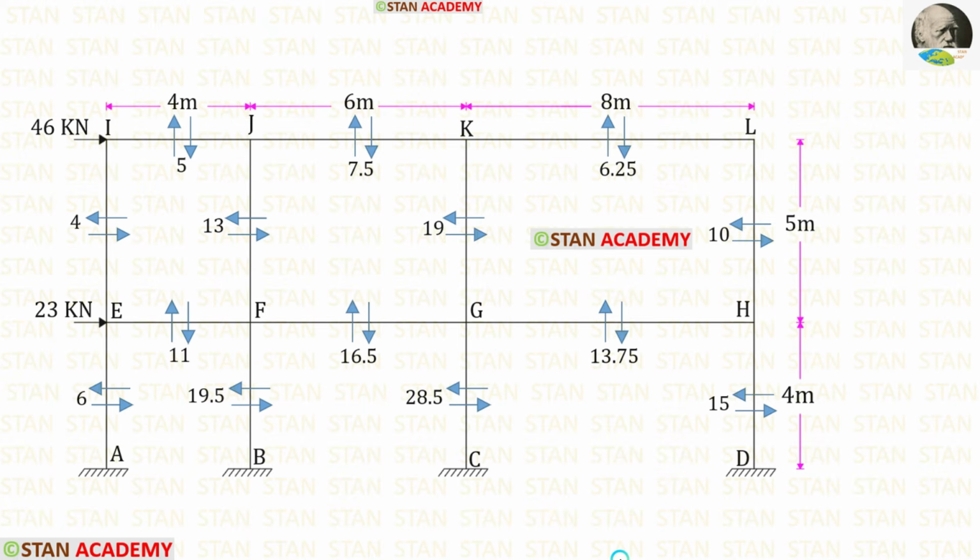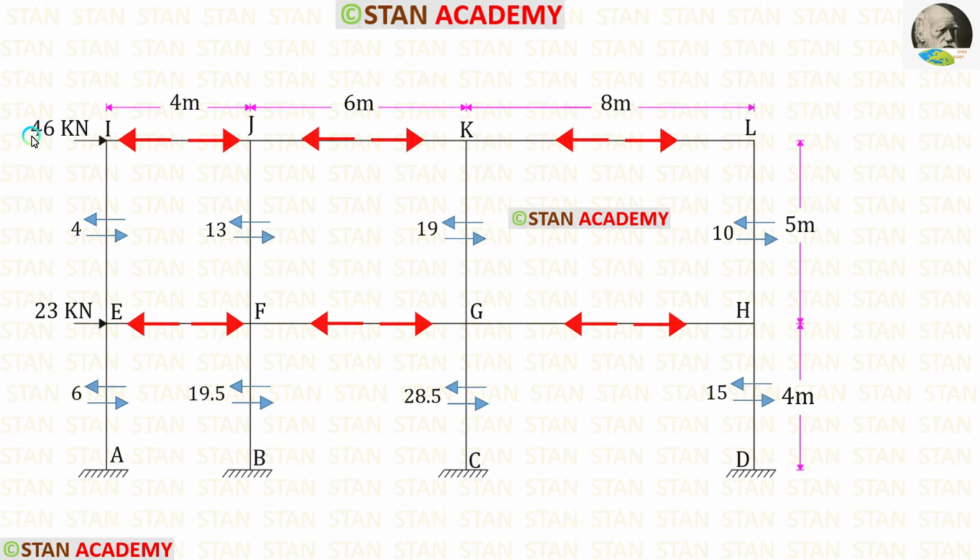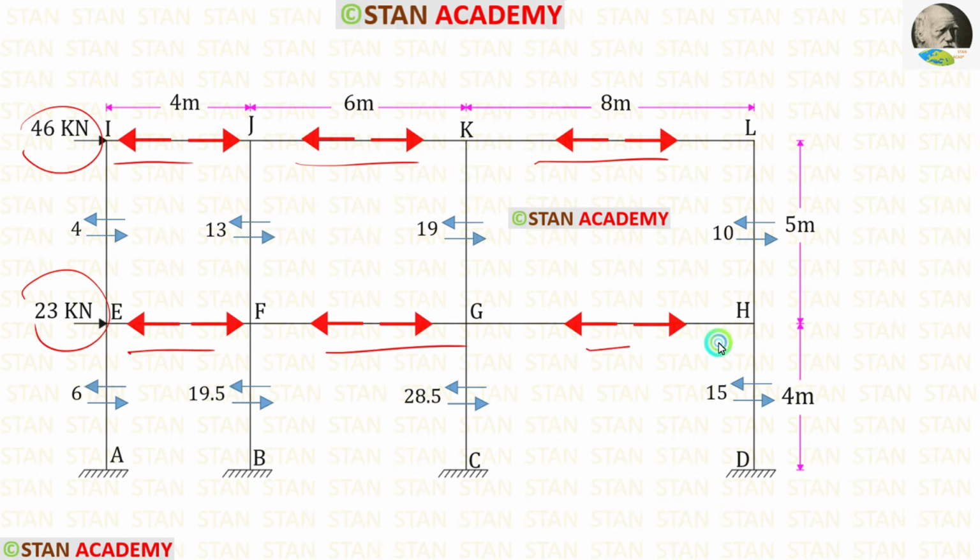Now we are going to find the axial forces in the beams. For that, we have to use the shear forces in the columns. Since these two point loads are acting towards the right side, the axial forces in the beams will be compressive.